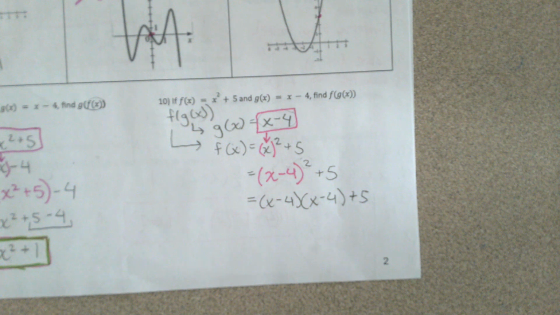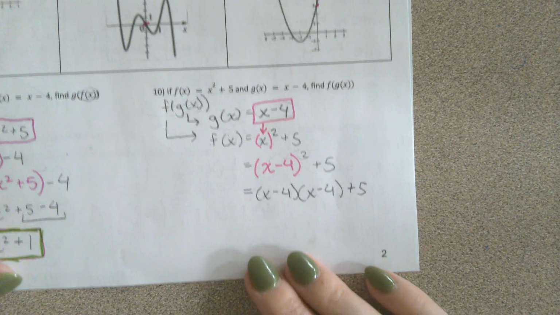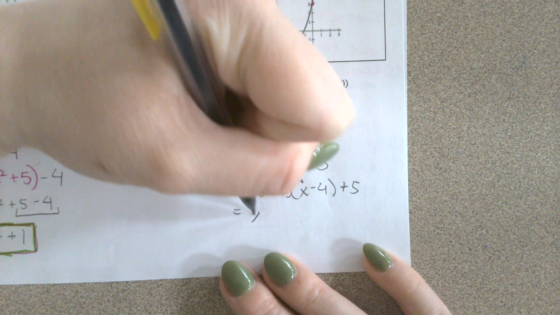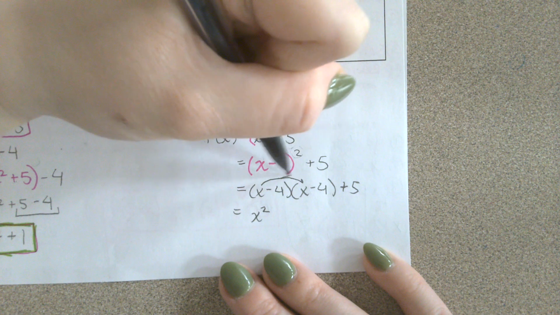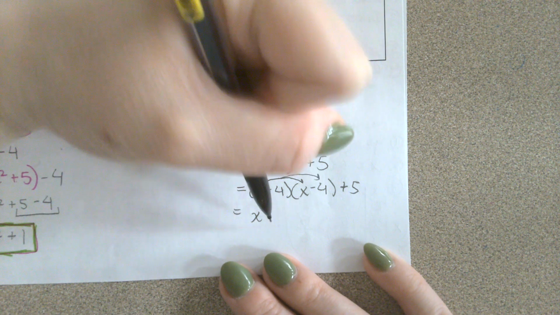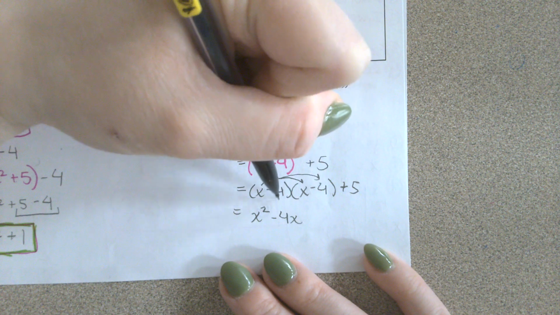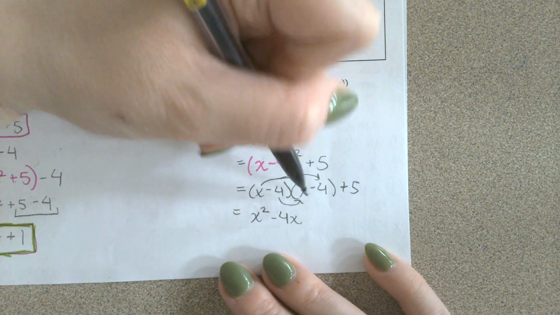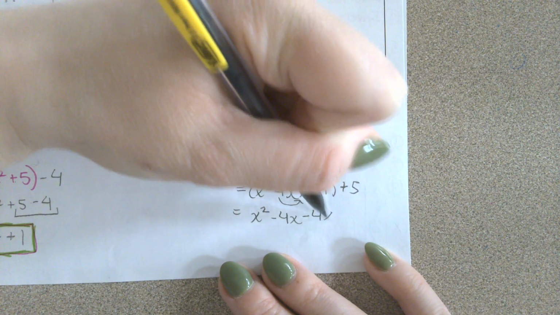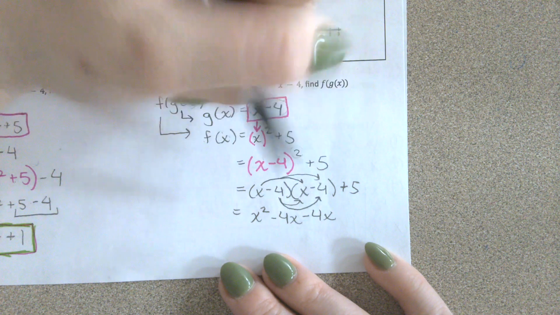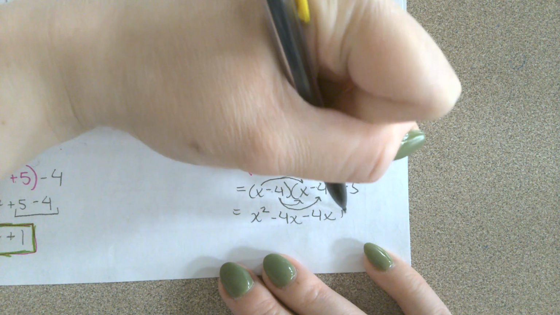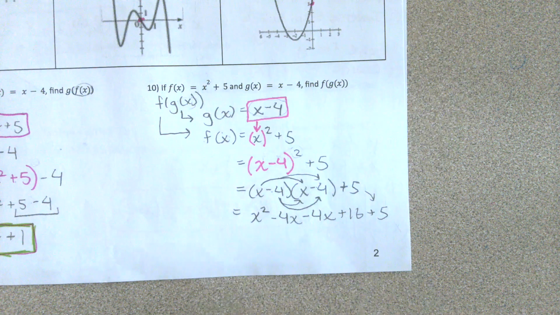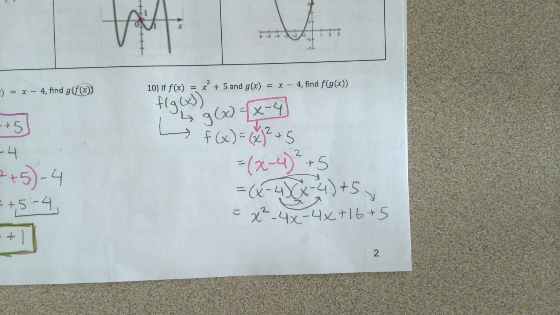And then this is nothing new. You FOIL and then combine like terms. So, x times x, that is x squared. X times negative 4, that's negative 4x. Then we're distributing this negative 4 through. Negative 4 times x, that's another negative 4x. And then negative 4 times negative 4, that's a positive 16. And don't forget to bring down the plus 5. If you don't, you will not get the correct answer.